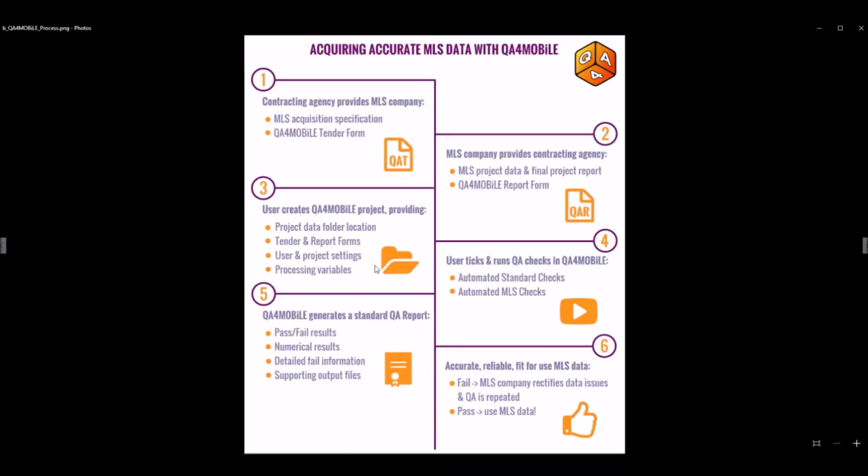The user then simply ticks and runs the standard point cloud and MLS specific automated checks. QA for mobile generates a standard QA report with pass-fail results and supporting information. Data that passes is reliable and fit for use, while data that fails requires redelivery and quality assurance. So ultimately, you get accurate, reliable, fit for use MLS data.